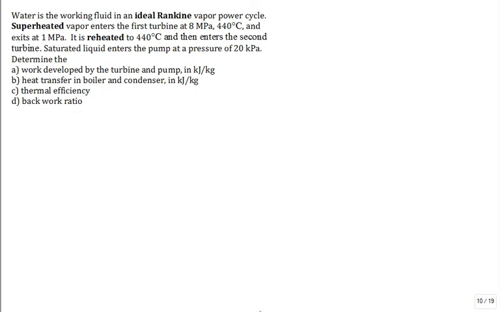All right, so 8 megapascal, 440, the same thing we had, but this time at 1 megapascal, take it out of the first turbine, take it back and reheat it to 440. Then, once you come out, put it through the 2nd turbine, and then go back down all the way to 20 kilopascal condenser pressure. That problem makes sense? Same list of things to solve for. But here you got to be careful because you have 2 turbines, and you have 2 heat transfers in the boiler.